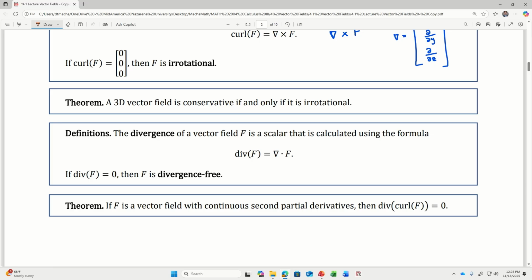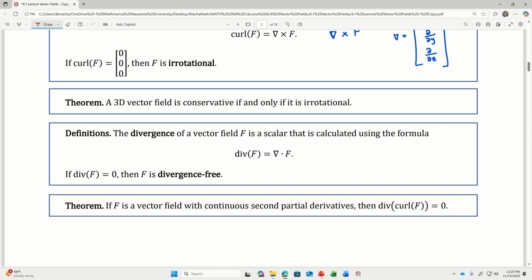The divergence of a vector field is a scalar that is calculated using this formula. And once again, this is not really meaning that we are going to multiply some partial derivative operators times some expressions. It means we're going to take the partials and then we're going to add them up. I'll show you what that means with some examples. And then if the divergence is 0, we say the field is divergence free.